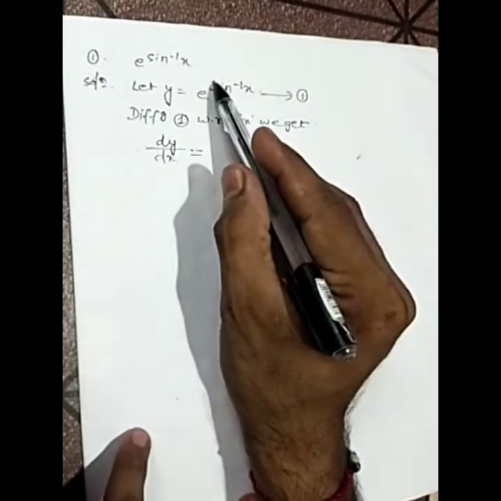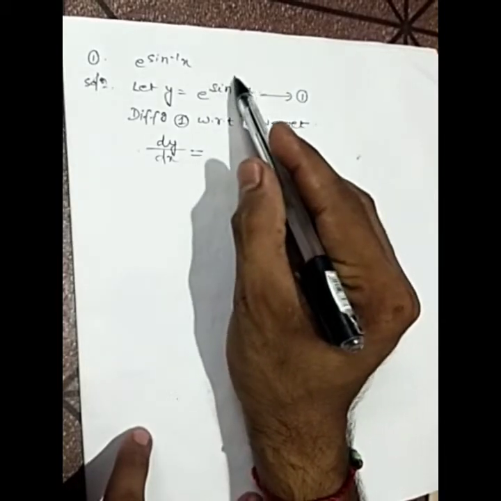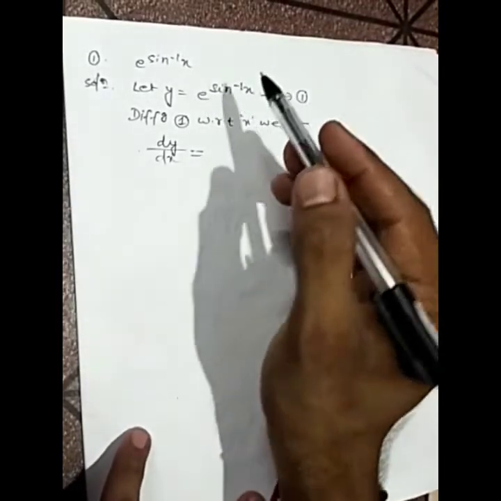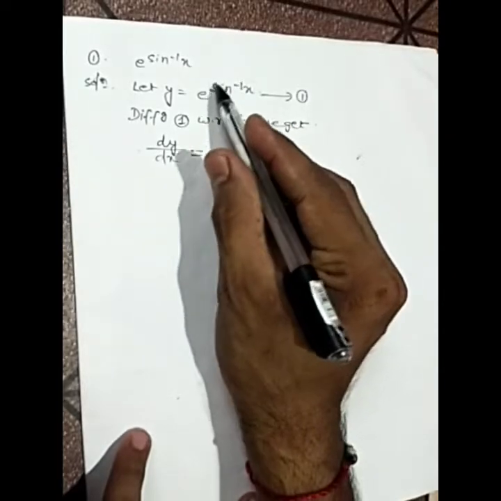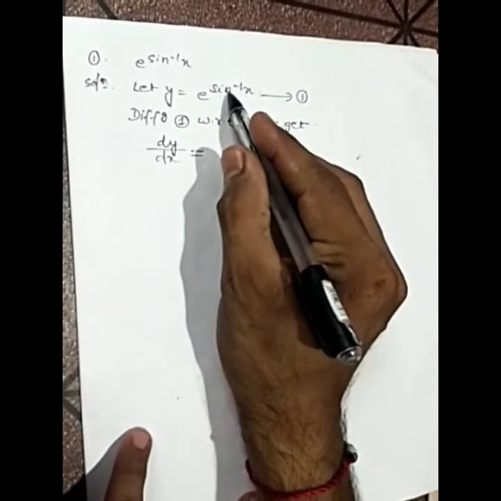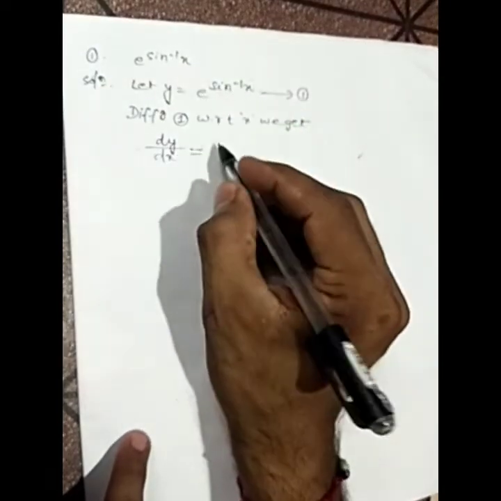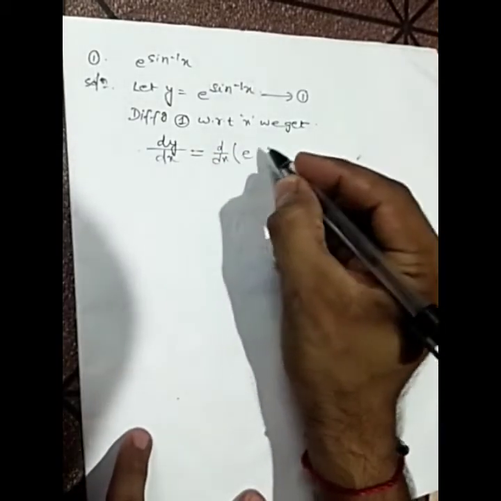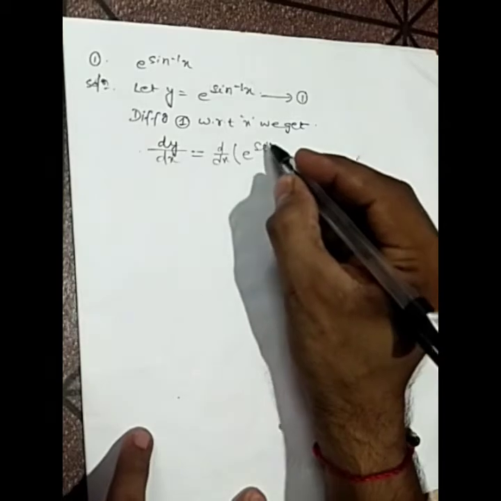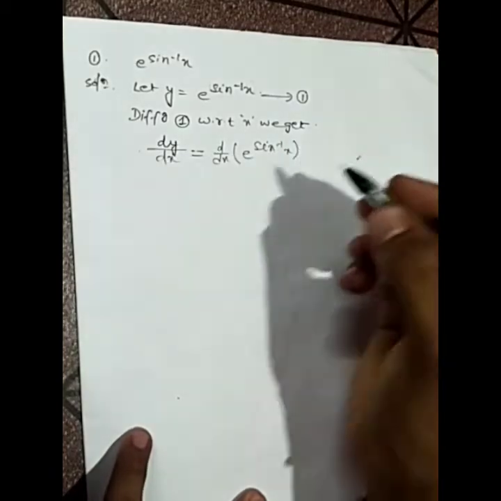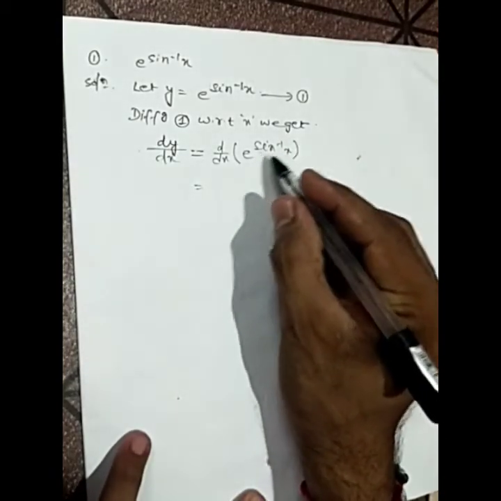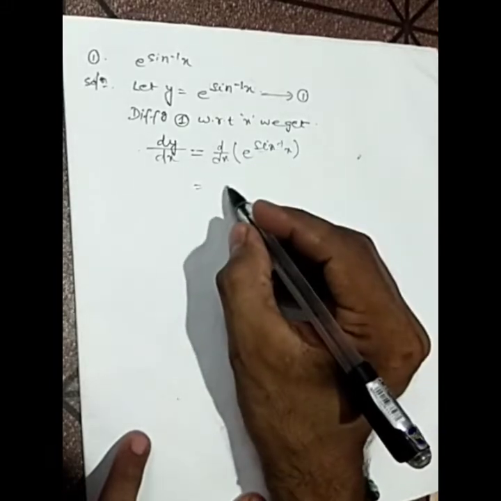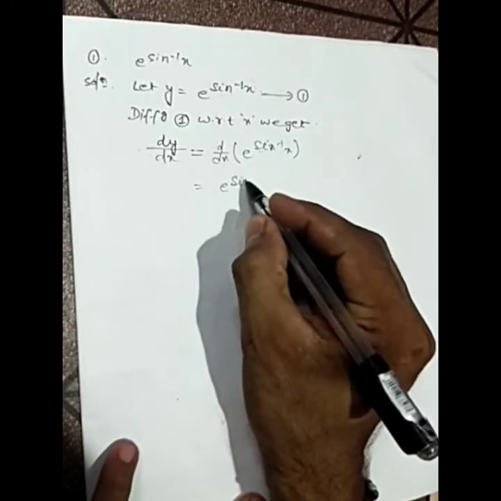Suppose this as x. Suppose means think. Think this as x, then e to the power x. Now what is d dx of e to the power x? D dx of e to the power sine inverse x. So if this is x, d dx of e to the power x means e to the power x.